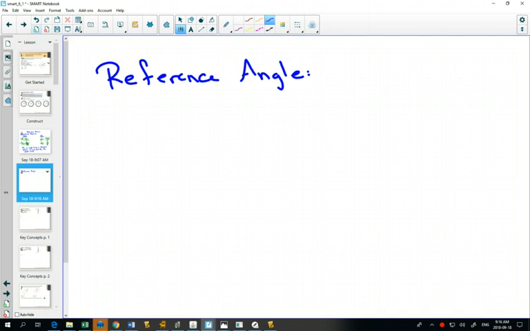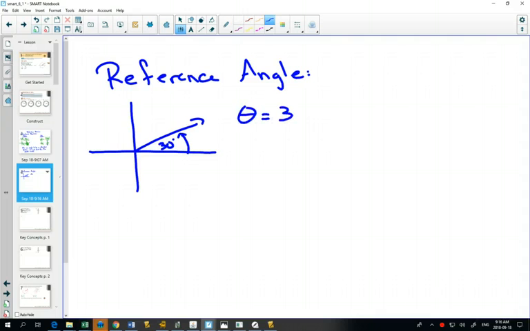So if I draw an angle of 30 degrees, what's the reference angle? First of all, I'm going to draw angles in standard position, so this angle of 30 degrees starts here and goes to there. If theta, the Greek letter we use for angles a lot, is 30 degrees, we write a reference angle with a little r beside the theta. What would the reference angle be? 30 degrees.